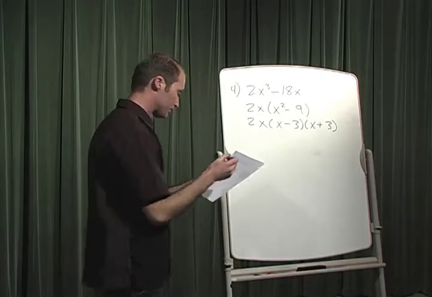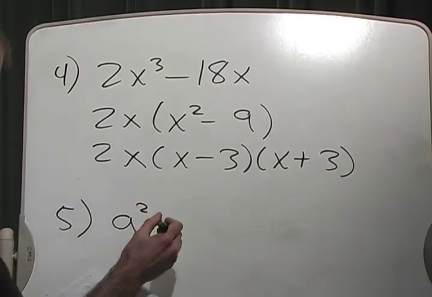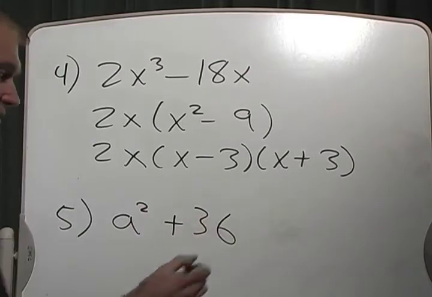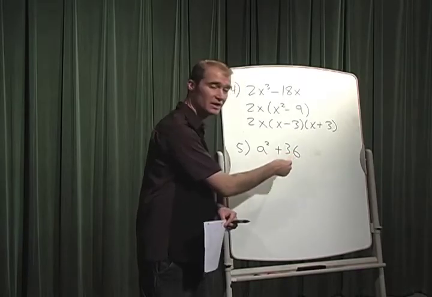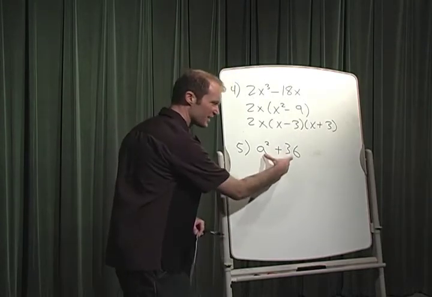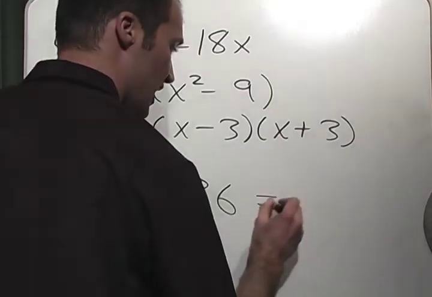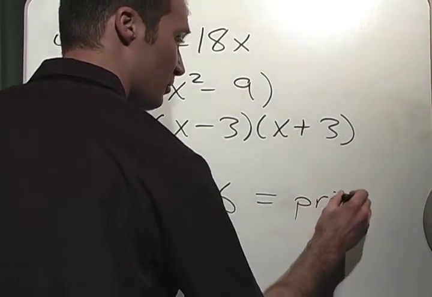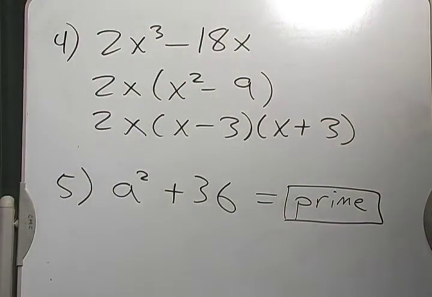How about this one? Let's suppose that I have a squared plus 36. Well, this is a perfect square, and so is this. But rather than being a difference of squares, this is the sum of two squares. Since I have the sum of two squares, there's nothing that I could do. My answer here is that this is a prime polynomial. My answer is prime.